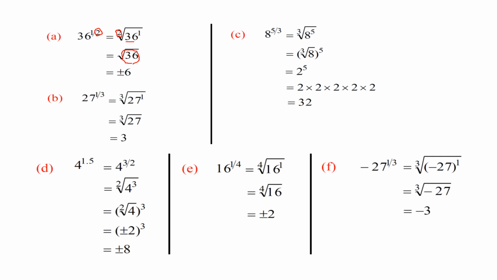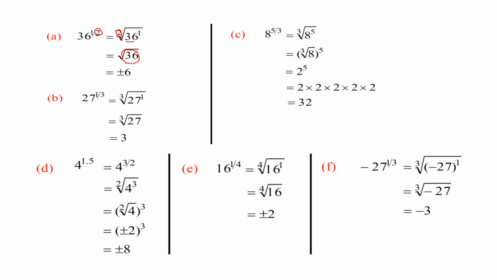Then second question, 27 power 1 over 3 will become cube root of 27 power 1. So it gives the same. So cube root of 27 is 3. And this one, 8 power 5 over 3 will become cube root of 8 power 5. And when you expand 8 power 5, it will give you a big answer.